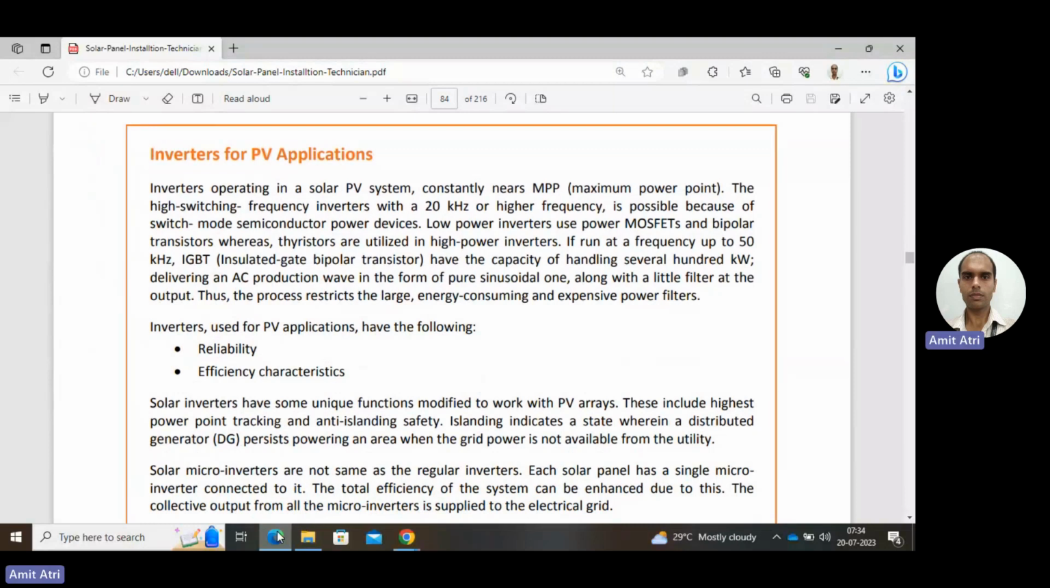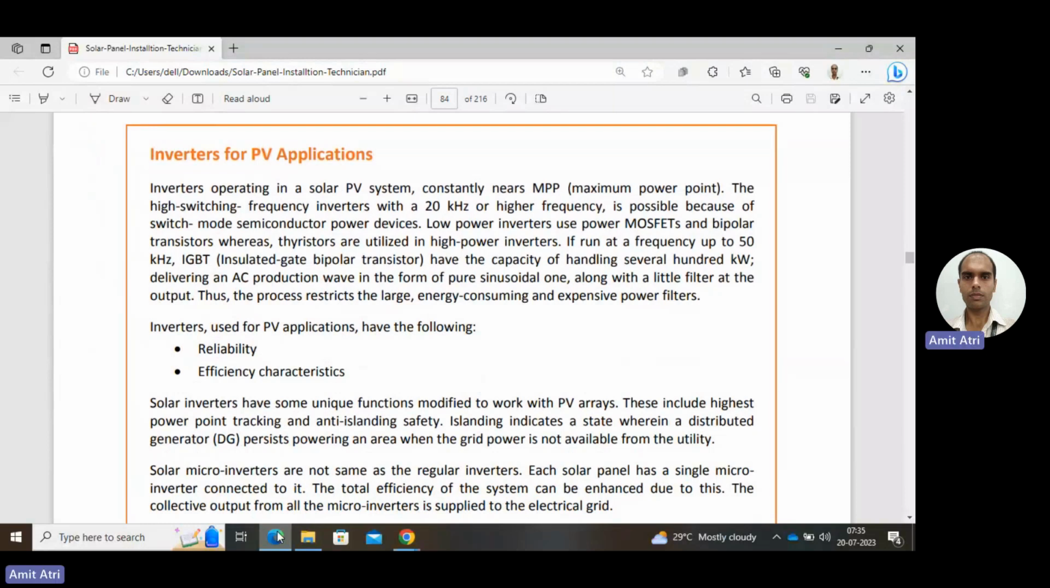Commonly the power devices which we are using are MOSFETs and bipolar junction transistors, the BJT. These are preferred for low power level inverters because we need very frequent switching. For high power levels, these are not sufficient. MOSFETs and bipolar junction transistors are not sufficient to deal with high power. So there we need thyristors. They are suitable semiconductor based power devices which very efficiently perform these switching operations at very high frequency.